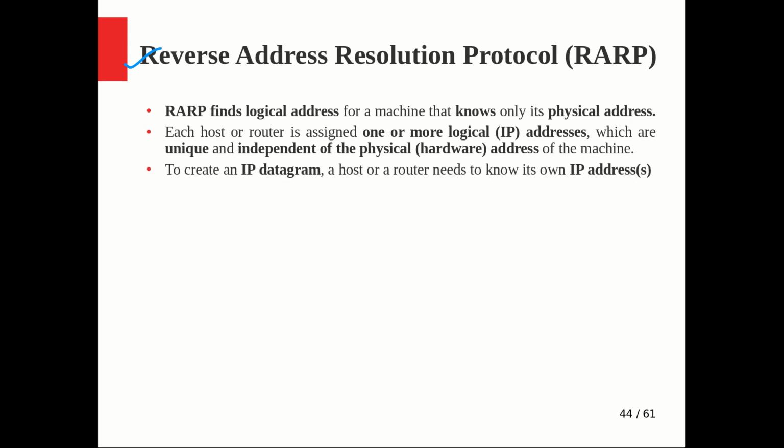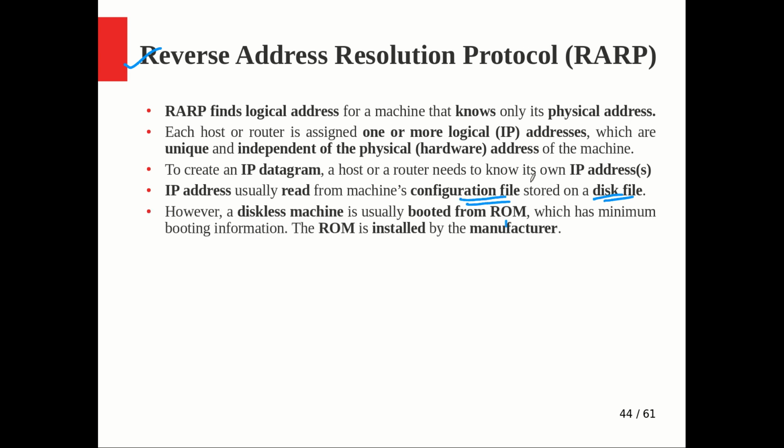To create an IP datagram, of course, at the network layer, the communication will happen only with the help of an IP address. So the IP address is usually read from a machine's configuration file, and that is typically stored in the disk, right? Some secondary memory is required. So as soon as the machine boots up, that will be loaded into RAM and it will proceed. So the configuration file is typically stored in the disk file.